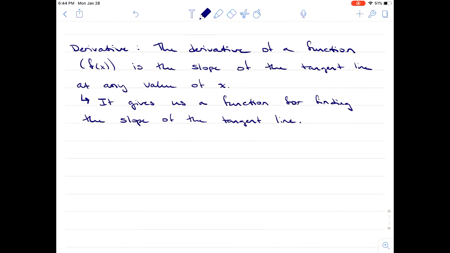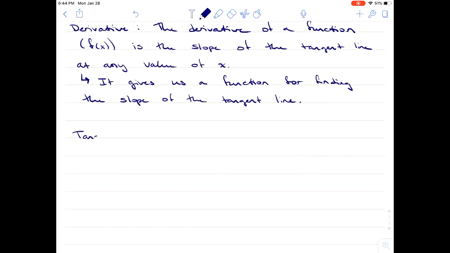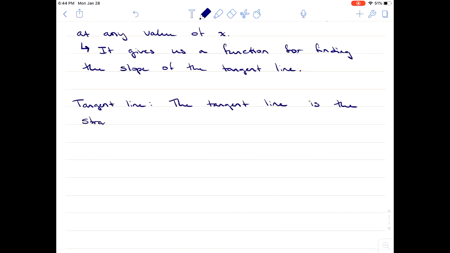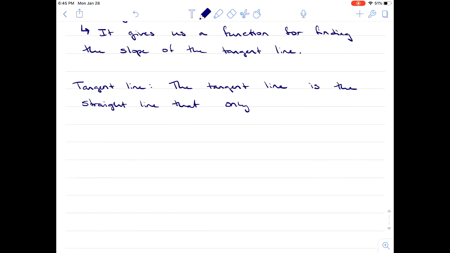Now, of course, we have to define the tangent line. We talked about it, but the tangent line is the straight line that only touches a single point on a curve.